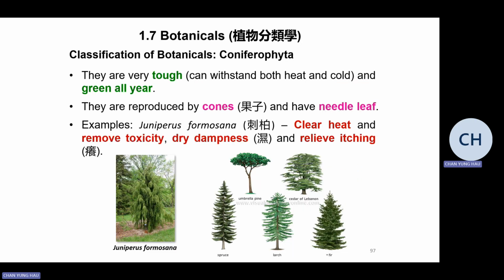And the next is the Coniferophyta. Some are very tall trees, reproduced by cones, and they have small leaves to prevent water loss from the tree. Of course, the major characteristic is that they are green all year. One of them can be used to clear heat and remove toxicity and even dry dampness, and relieve the itching.